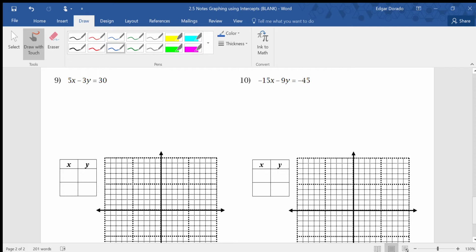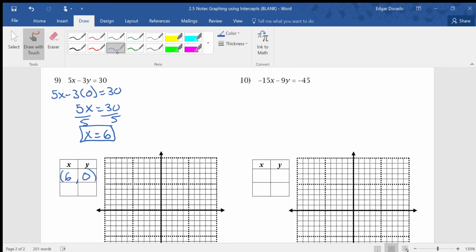Okay, so x-intercept is what I want to find first. So I'm going to substitute 0 for y. So I get 5x minus 3 times 0 equals 30. Okay, this turns into just 5x equals 30. Divide by 5, get x equals 6. So my x is 6. My y, well, I substituted in a 0. So my y is 0.